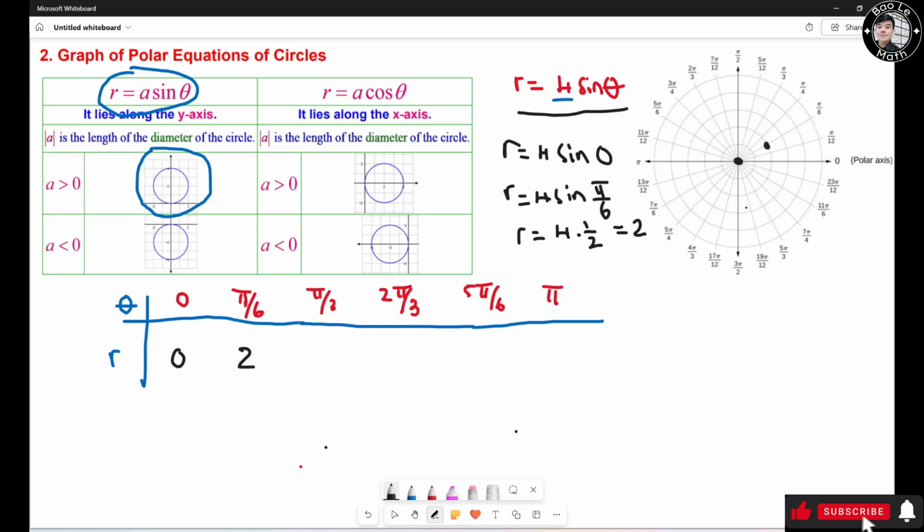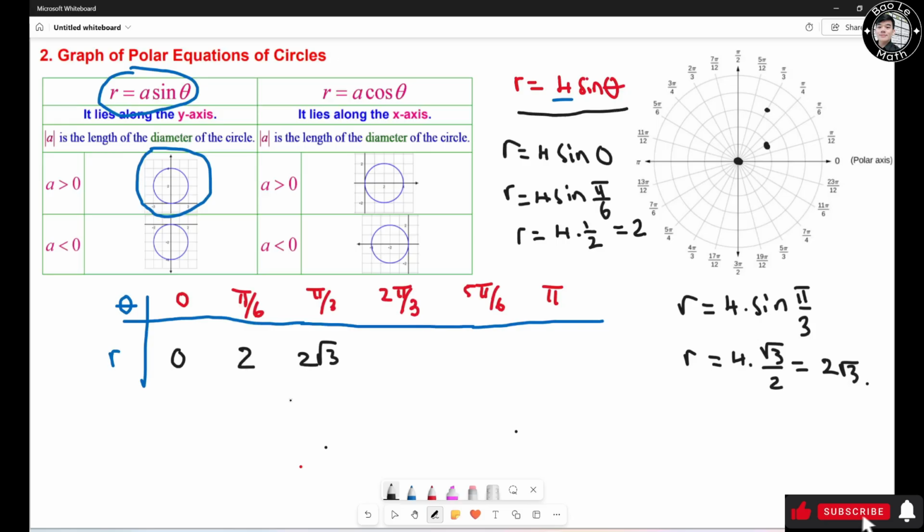Next one, pi over 3. Substitute over here, so you have r equals 4 times sine of pi over 3. Sine of pi over 3 equals root 3 over 2, so r is 2 root 3. Root 3 is 1.7 something, times 2 is 3.4 something. So 3.4 something is going to be 1, 2, 3, around right here.